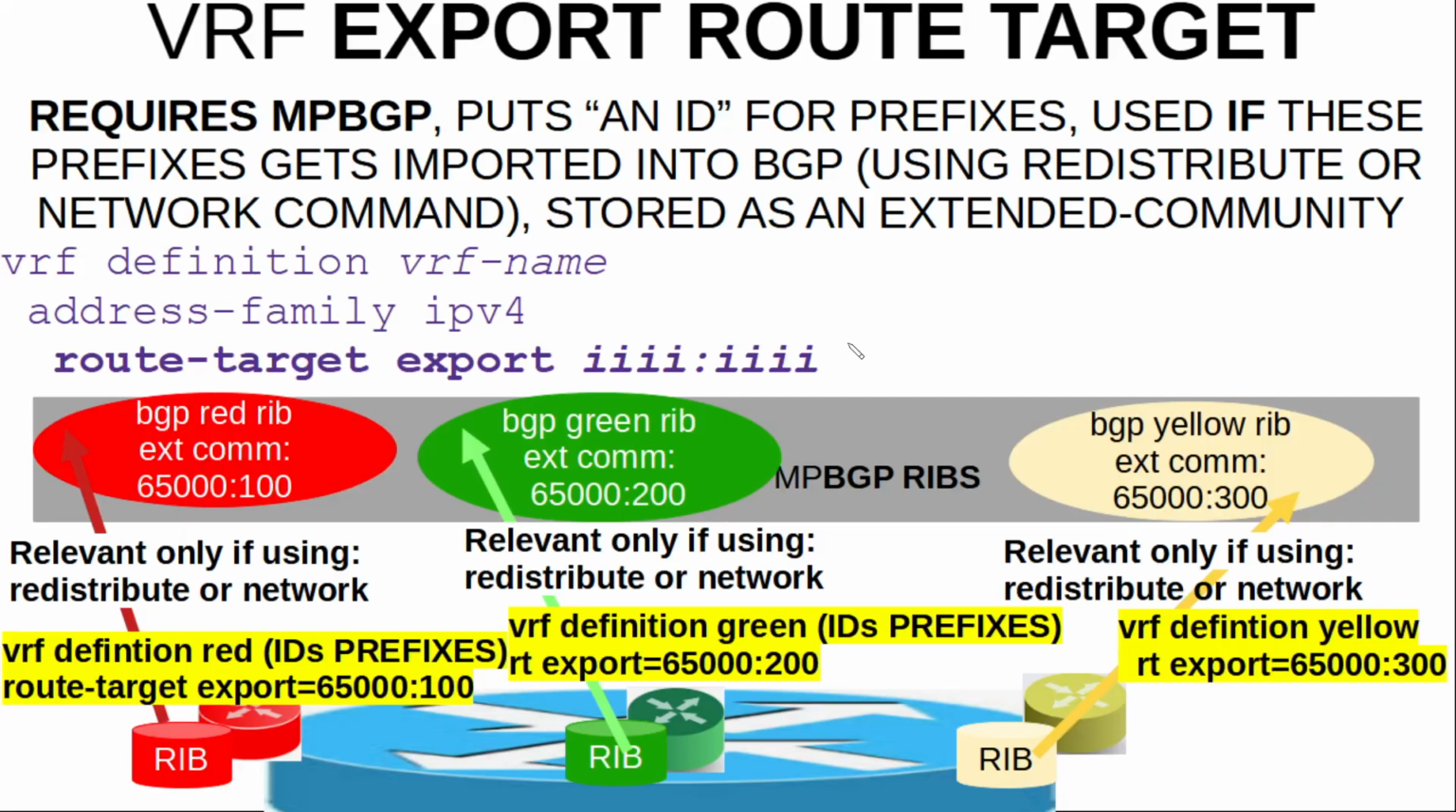Now, let's examine the other BGP thing or detail that we have to tune with VRFs. Remember that when combining VRF LITE and BGP, we have to do two configurations, route distinguisher and route target. We already talked about route distinguisher. Now let's talk about route target.